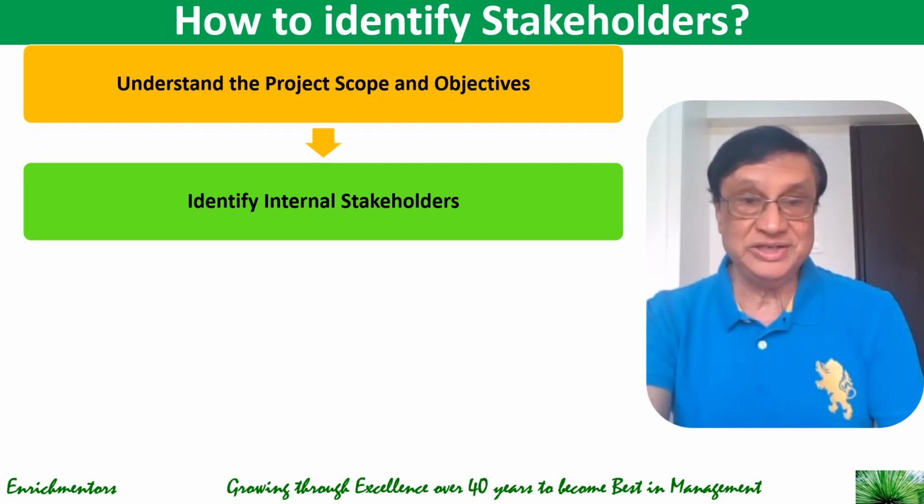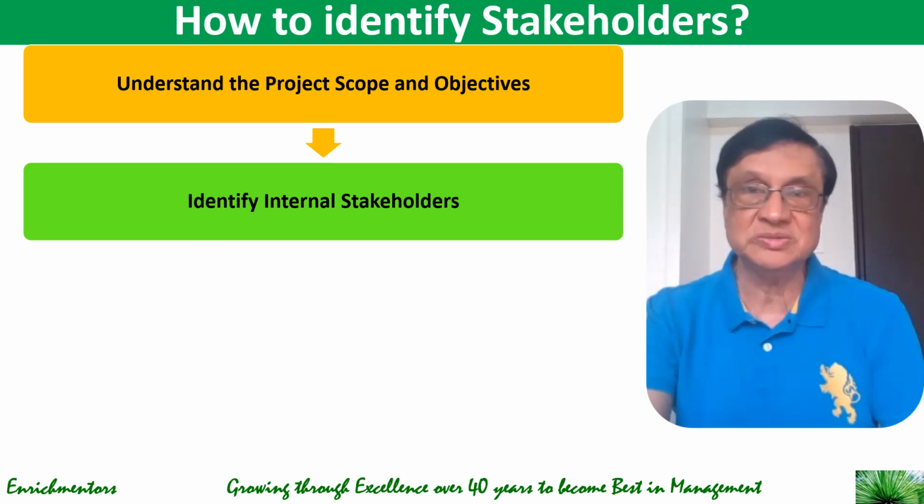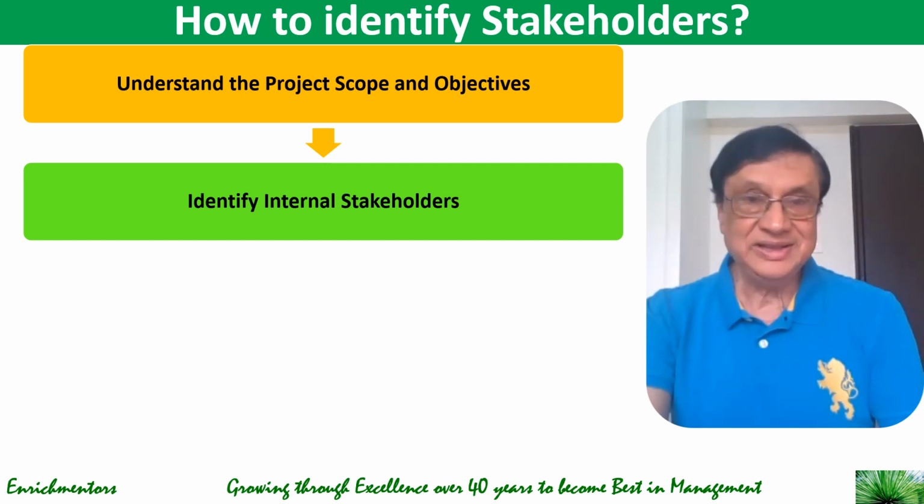Then there are employees, end users or staff members who will be directly using the new system or process. And there are functional departments such as IT, HR, finance, operation and marketing that might be impacted by this project. So that's how you identify the internal stakeholders by the different types of people.